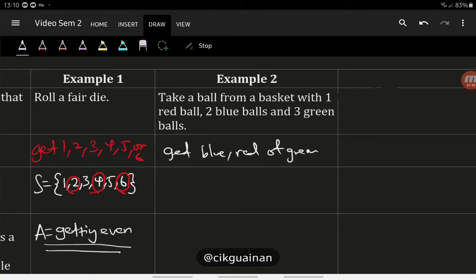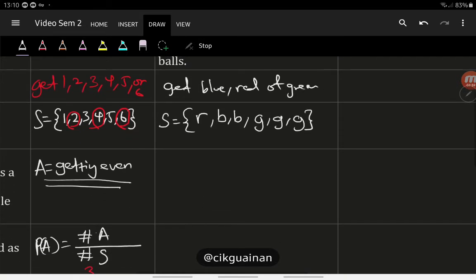Now what is the sample space? Since there is 1 red ball, there is only 1 letter R, which means 1 red ball. Since there are 2 blue balls, we use B for denoting blue balls. And then there are 3 green balls, so there are 3 G's inside the sample space. Now let's consider getting blue balls.